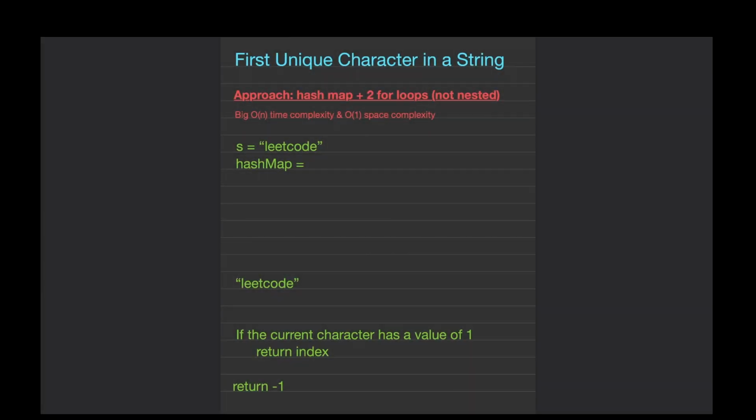To solve this problem, we're going to utilize a hash map and 2 for loops. The for loops will not be nested. This solution has a big O of n time complexity and constant space complexity. The general idea is we'll iterate over the string twice.